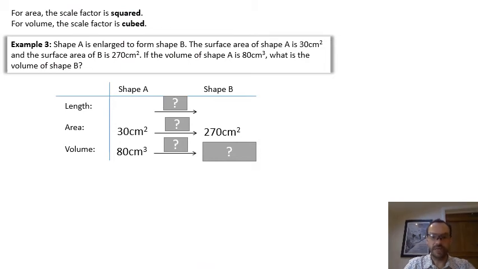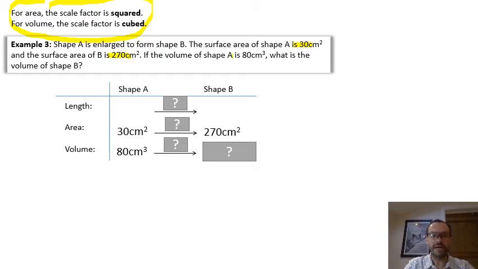Same fact at the top again. Doesn't hurt to keep reiterating that, does it? Or the diagram which is going to appear at the end. So let's see what information we've got this time. A is enlarged to give B. We've got the area of A and the area of a larger shape. A is smaller, B is bigger.